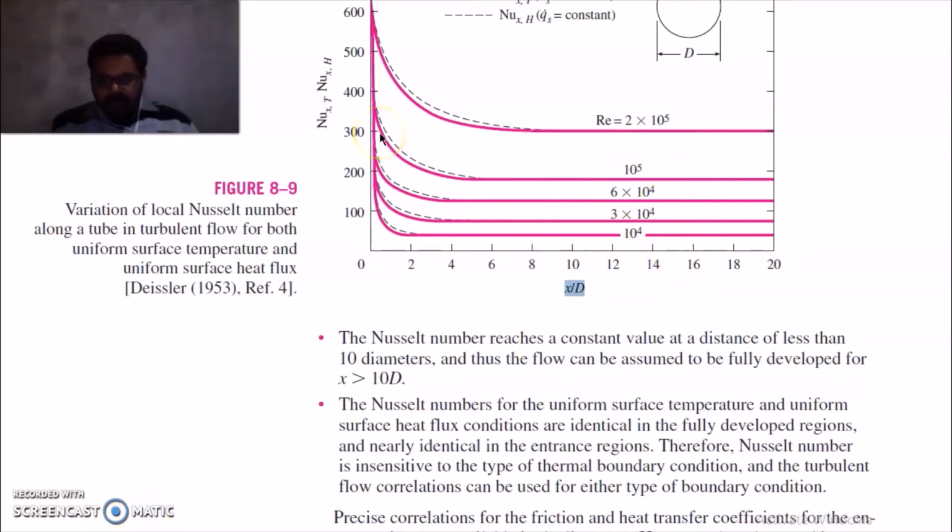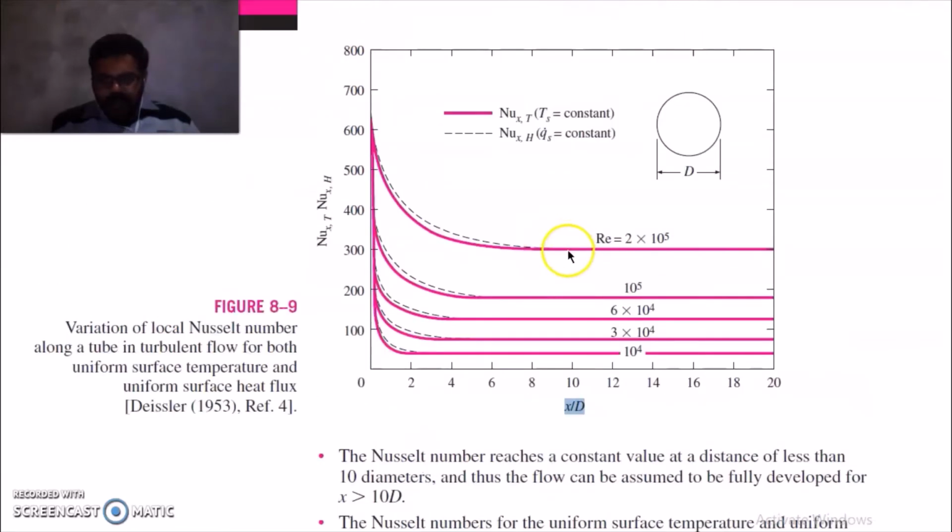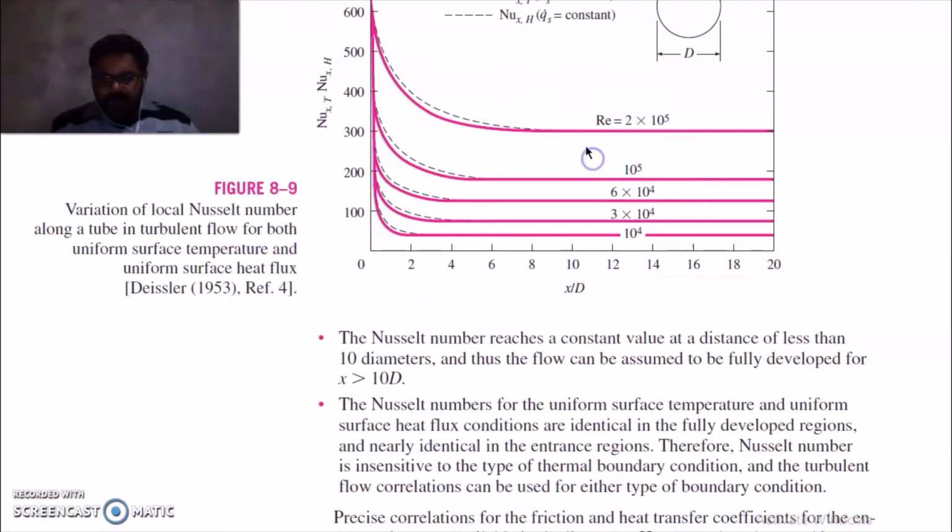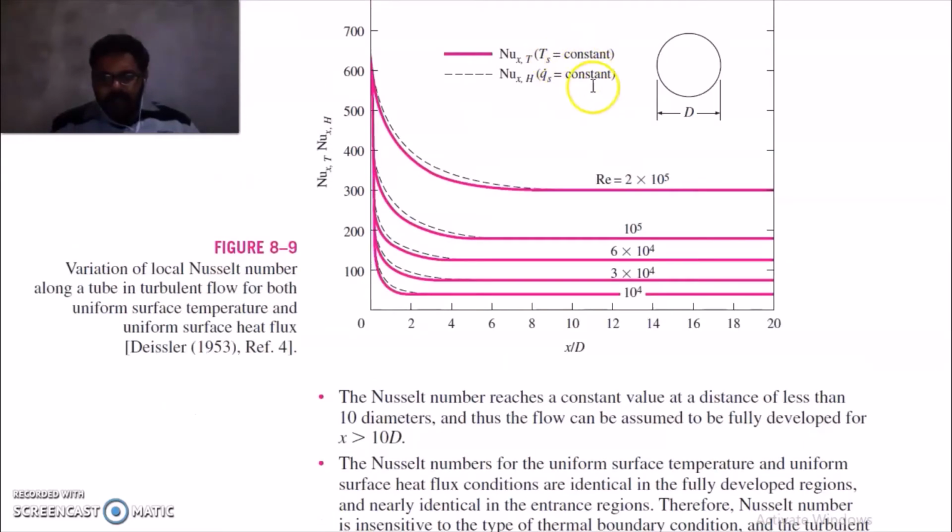The Nusselt number for the uniform surface temperature and uniform heat flux, meaning this pink solid line and dotted line, are the same at the entry region and the same at the fully developed region. In this region and this region, the Nusselt number is independent of the type of boundary condition, whether it is a constant temperature or constant flux. The Nusselt number is the same.